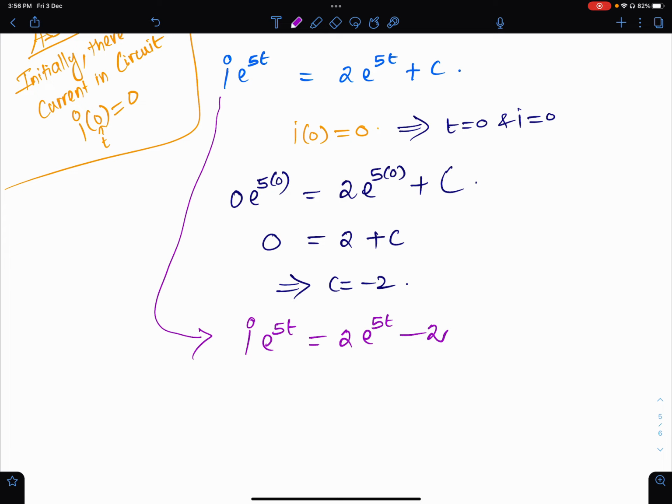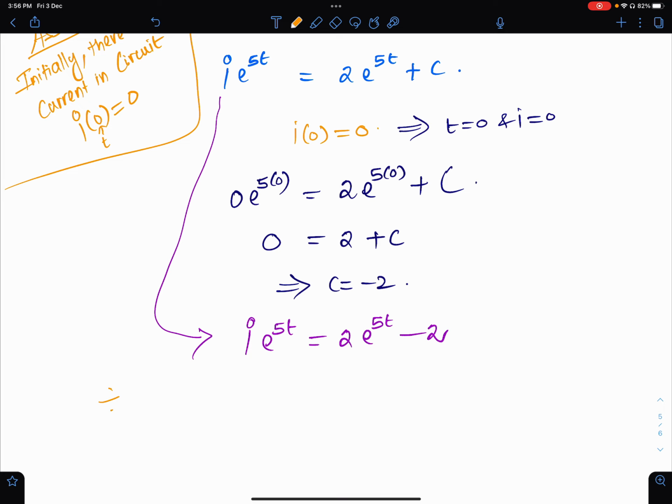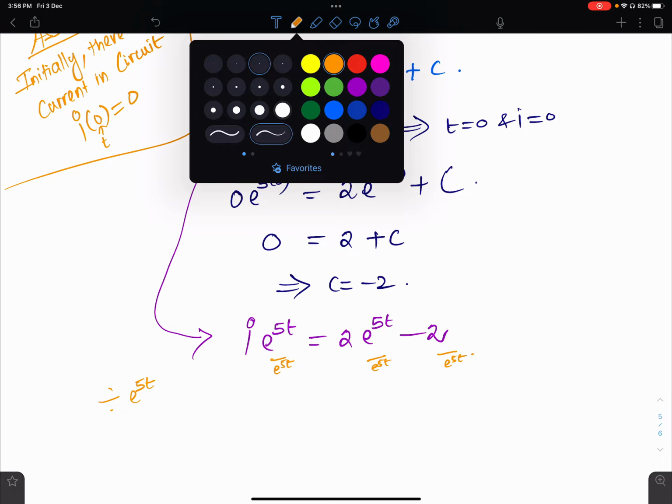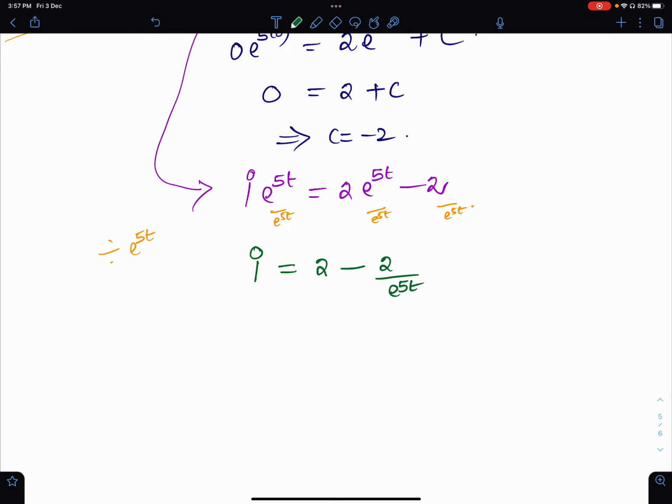Our task is to find I. How can you do that? Just divide both sides by e power 5t. What do you get now? You will get I equal to 2 minus 2 by e power 5t, after cancelling e power 5t. So I is equal to 2 minus 2 e power minus 5t, taking it to the top.